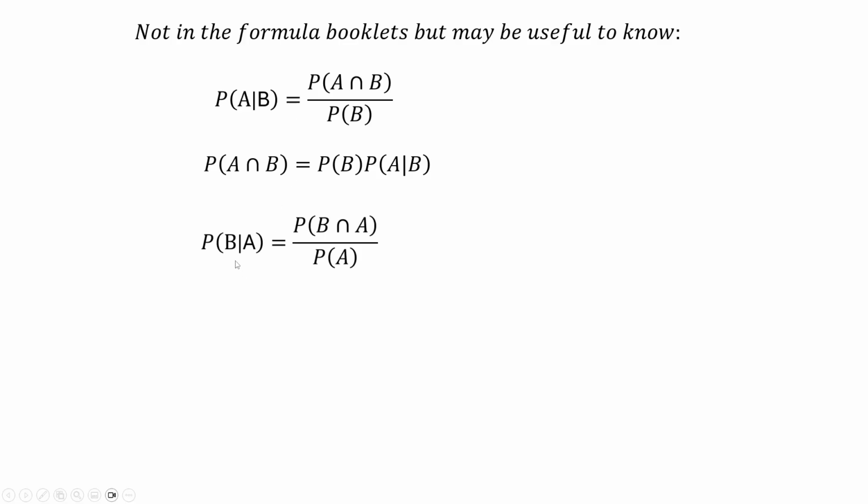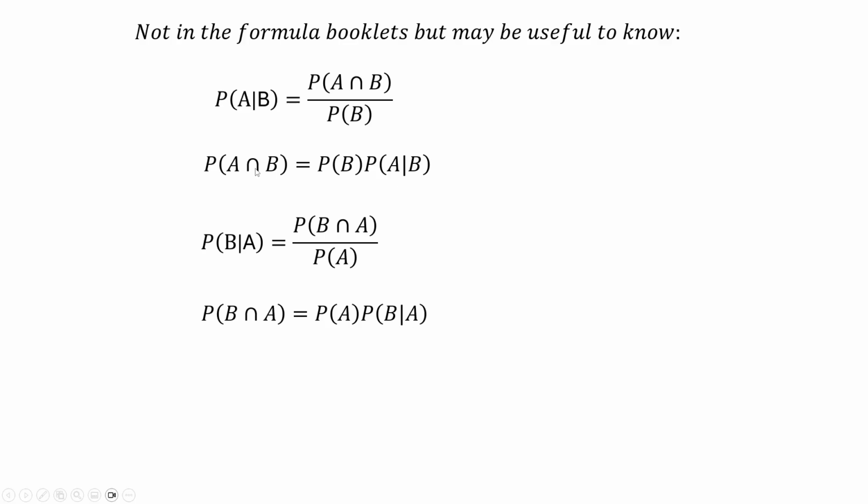So if we do that, we'll get the probability of B given A is the same as the probability of B and A over the probability of A, right? So I've just taken this here and I've swapped around the A's and B's. And similarly, if I rearrange for the probability of B and A, I get this. So I just multiply by the probability of A on both sides.